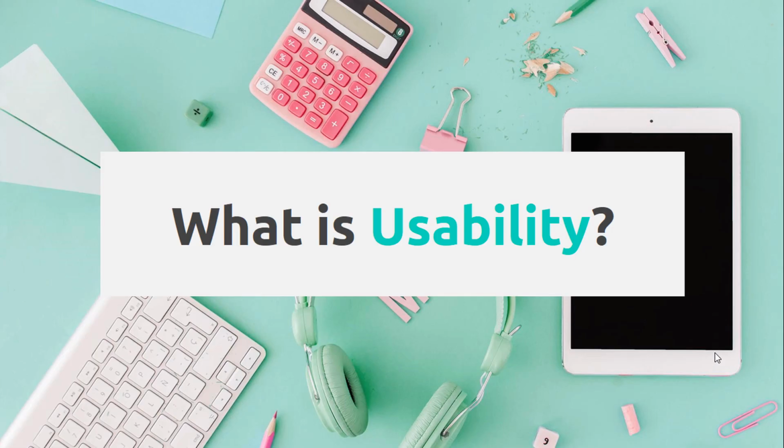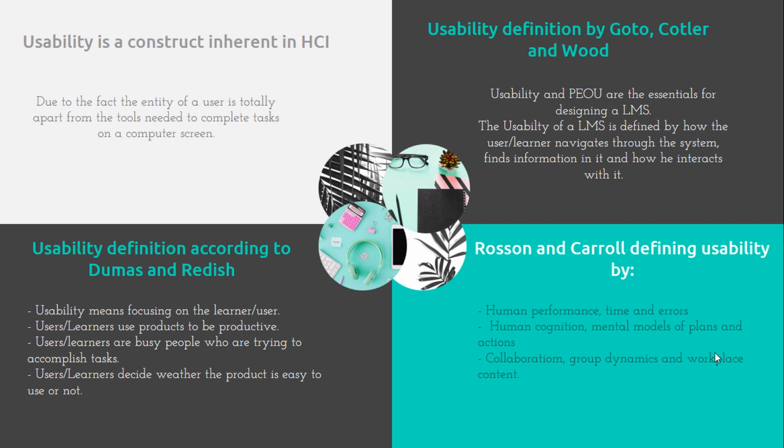What is usability? Since the user is totally apart from the tools needed to complete tasks on a computer screen, usability is a construct inherent in HCI, which stands for human-computer interaction. Whether usability is explicitly recognized by the user as a characteristic of a course site, or whether the user simply has a difficult, unpleasant experience as they try to accomplish their assigned tasks, usability is always a factor in the design of online course sites.